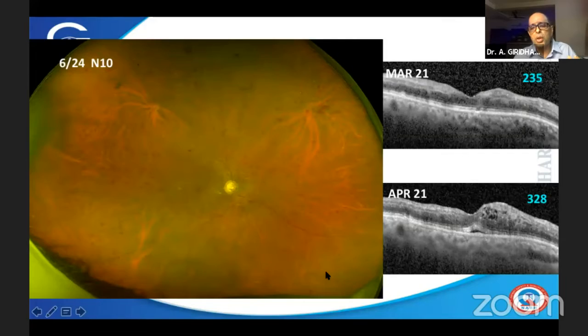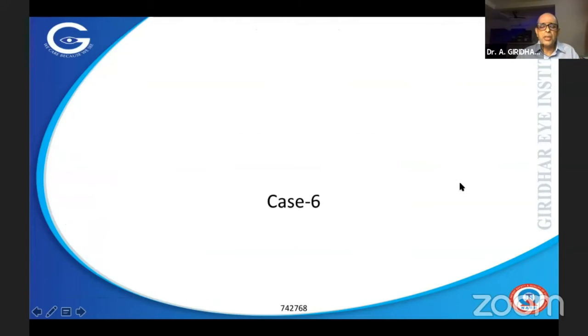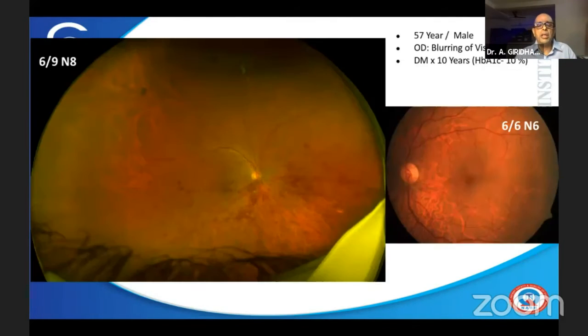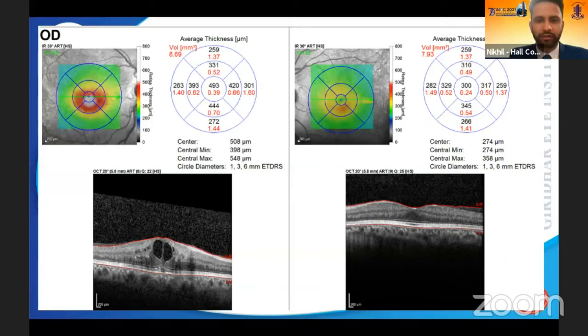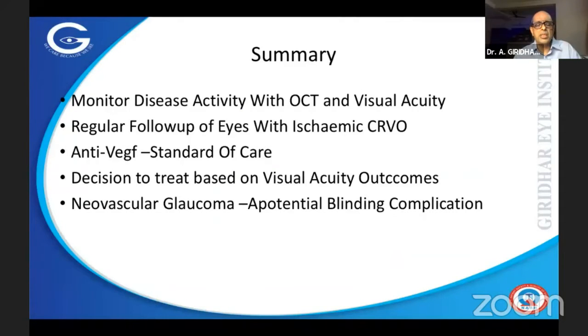He improved to 6/20 with the injection, but then the patient reported neovascular glaucoma, which was treated with intravitreal injection, pan-retinal photocoagulation, and subsequently, since the patient had useful vision, he received an AGV implant. This is my last. Really sorry. And hemi-CRVO was also treated the same way.